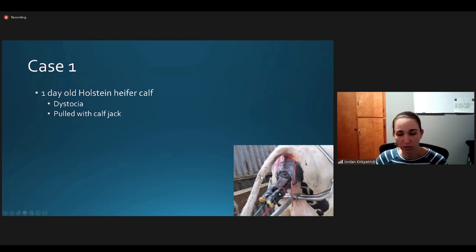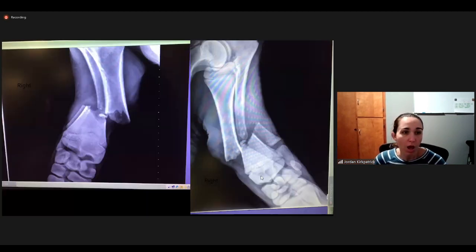It's been known to cause fractures in the limbs of a lot of calves because it can be really, really rough on their legs. So this is, her name was Fierce, and this is the fracture when she came in. So she has a distal radial and ulnar fracture. This is the DP view and the lateral view.